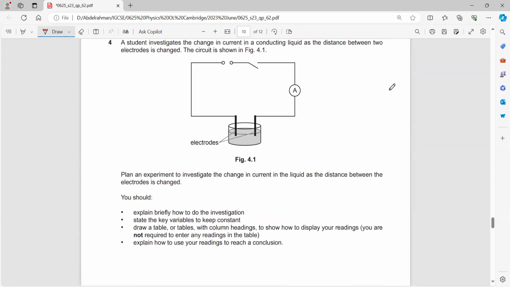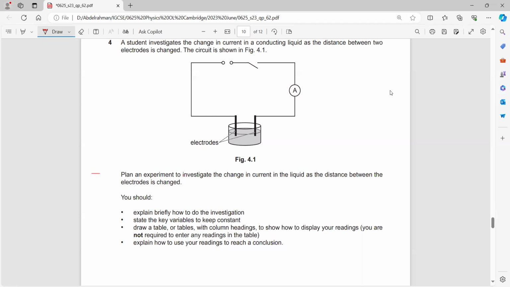A student investigates the change in current in a conducting liquid as the distance between the electrodes is changed. We put these two electrodes and I will measure the current. Plan an experiment to investigate the change in the current in the liquid as the distance between the electrodes is changed. This is a very simple example, by the way.